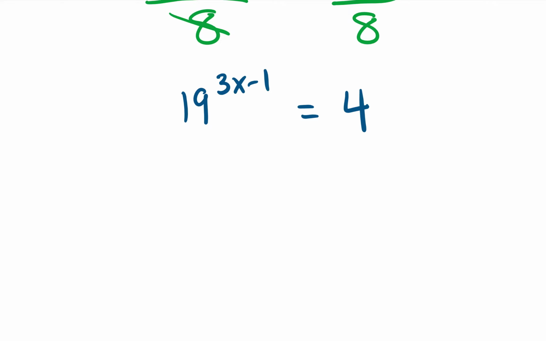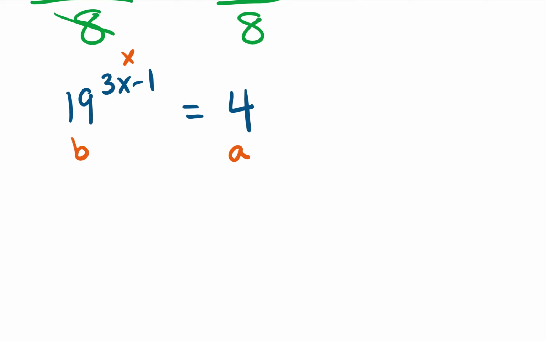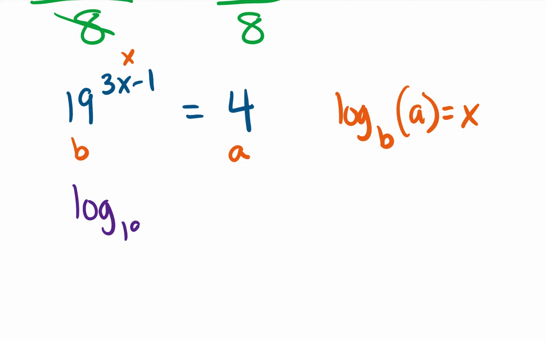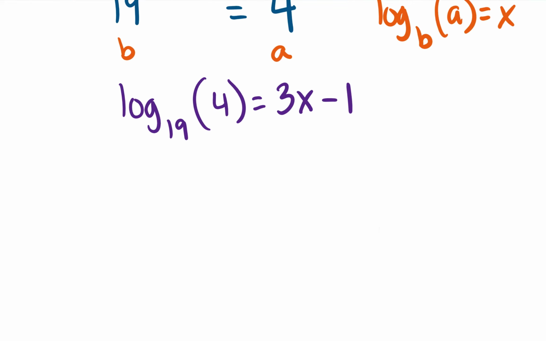Okay, so if you remember, we have base, exponent, a, and I want log base of a equals exponent. Okay, so let's write that. I have log, base is 19, my a is 4, equals 3x, oh, not minus, I'm thinking ahead. It's okay. 3x minus 1. Alright, now I can solve for x.